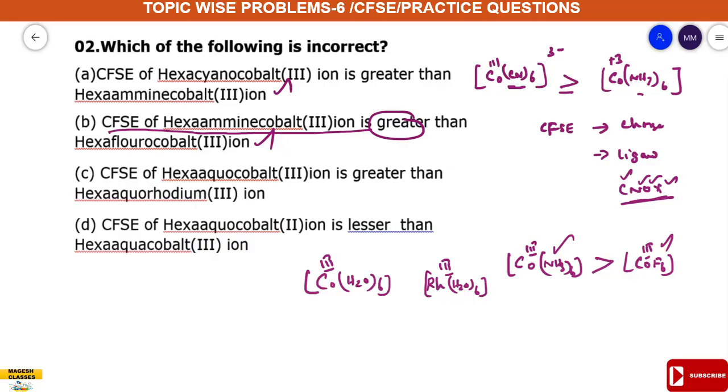Here the metal atom is different, but it is a 3d series and it is a 4d series. The charges are the same. So among the 3d series, 4d series and 5d series, when we shift from top to bottom, the CFSE value increases by 50% when you move from top to bottom. Here also 30%.